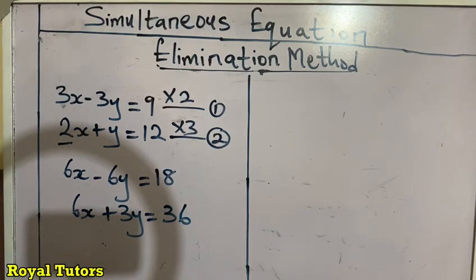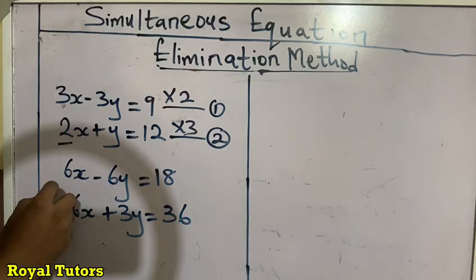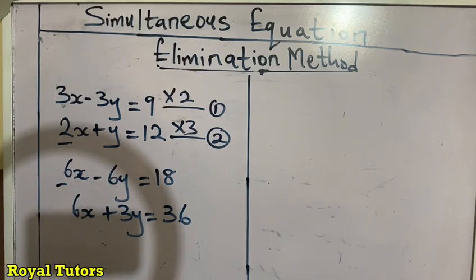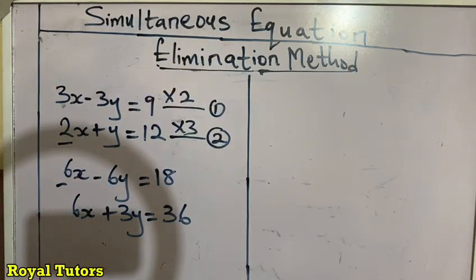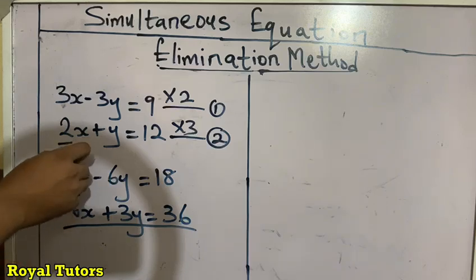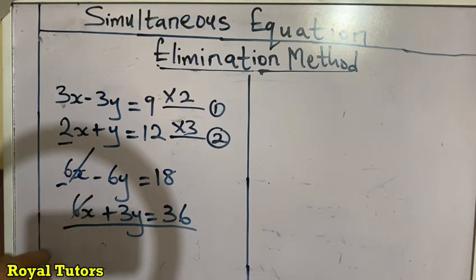So what are we going to do at this point? This is where we eliminate. And what do we mean by elimination here? We are going to subtract equation 1 from equation 2 after we've already simplified it. So what are we going to get in that case? The first thing you need to understand is that 6x and 6x will cancel out.